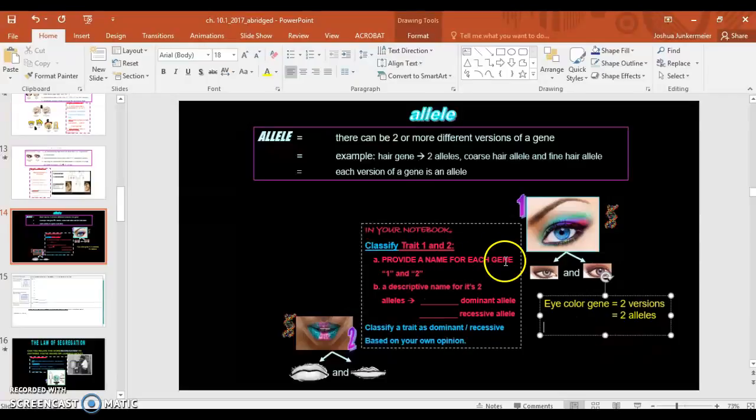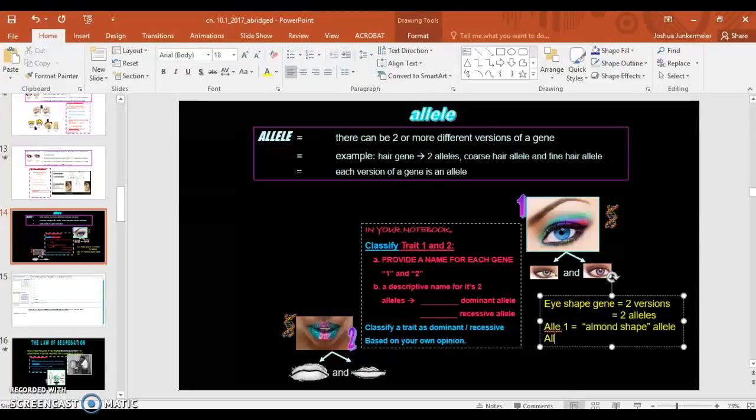It says provide a name for each gene. Well, we did that, eye color gene. And then it says a descriptive name for its 2 alleles. There are 2 versions of the gene, so there's 2 alleles. Allele 1, I'm going to call, oh, it's eye shape. It's not eye color. Sorry, it's eye shape. Let's correct this. And allele 1 will be almond shape allele.